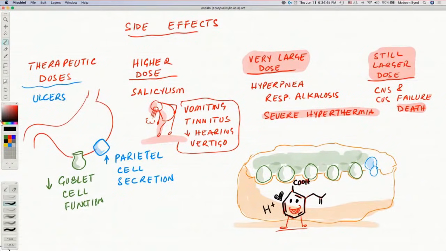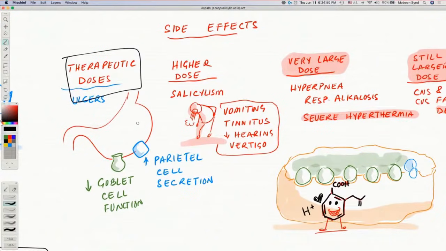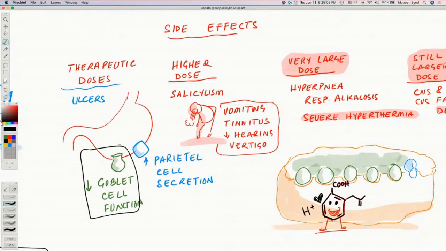Now, other side effects in various doses. So first of all, in a therapeutic dose, that is a dose that we give for example in COVID-19, or a therapeutic dose for managing the fever or pain or inflammation. In those doses, if it is given on a continuous basis, what it does is this. In our stomach, we have goblet cells. These goblet cells' function is to produce mucus. That mucus protects our stomach's surfaces from acids. So that mucus is kind of protective.